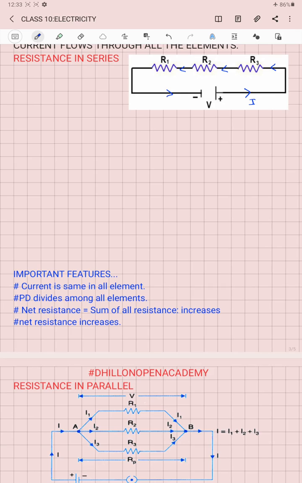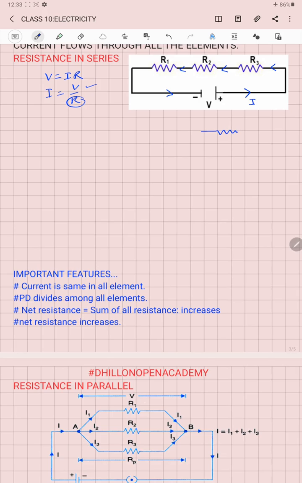Now we want to find the equivalent resistance of R1, R2 and R3. Ohm's law says that V is equal to IR, so I is equal to V over R. So whatever current is flowing through the circuit in this case, it is the ratio of total voltage divided by the total resistance of the circuit. That means R1, R2, R3 combine together to form a net resistance.